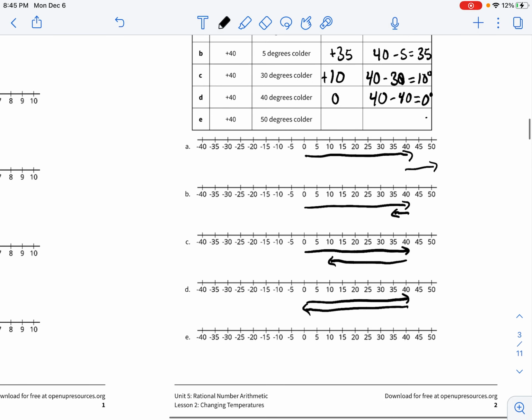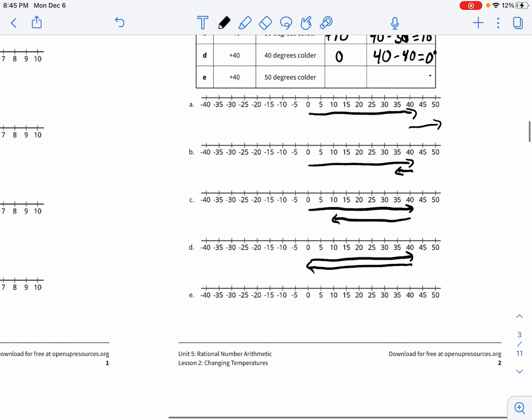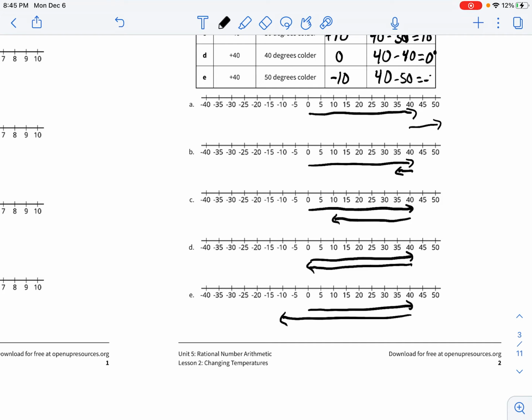Okay, and then the last one, so you're 50 degrees colder. So once again, you start at 40, and now you're going to go back 50. That's going to take us all the way to negative 10. Because 40 minus 50 is going to equal a negative 10 degrees. Obviously, if you're subtracting a larger number from a smaller, you're going to get into that negative range. And it's easy to see here with the number lines.